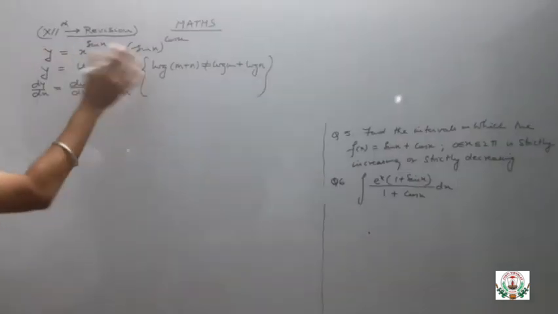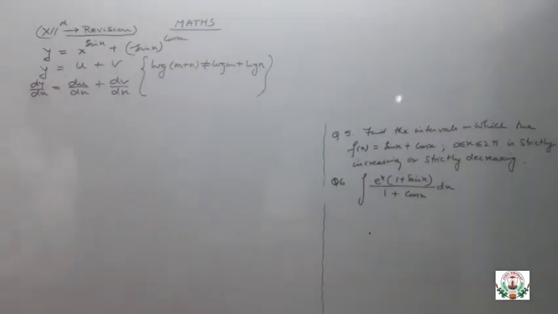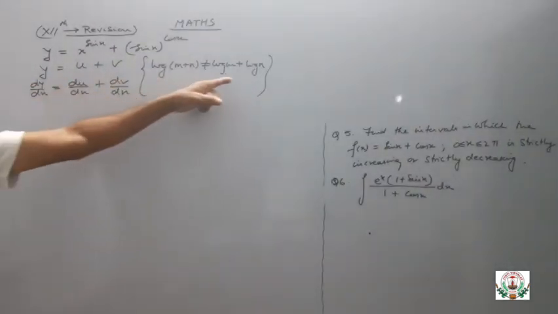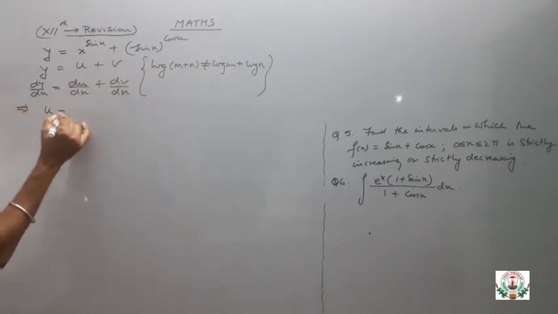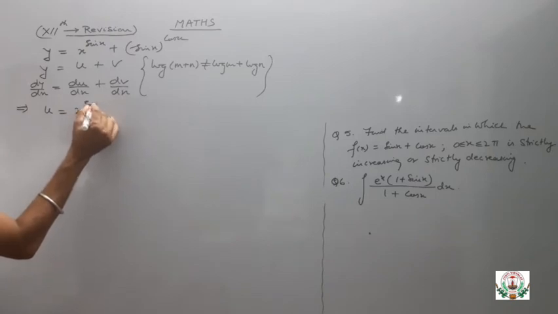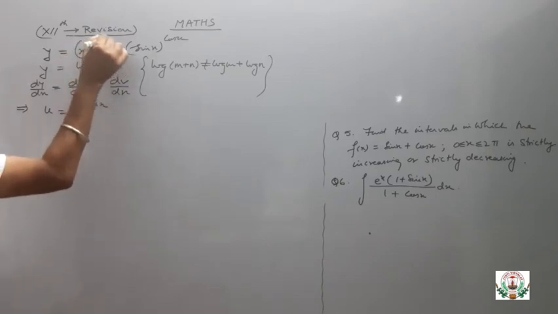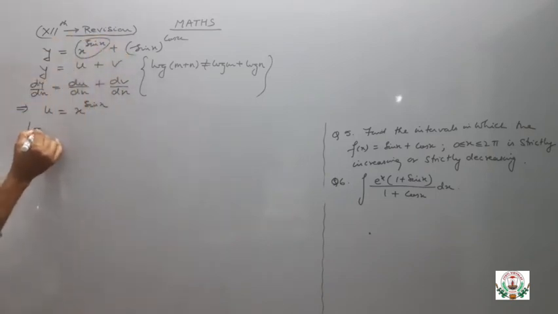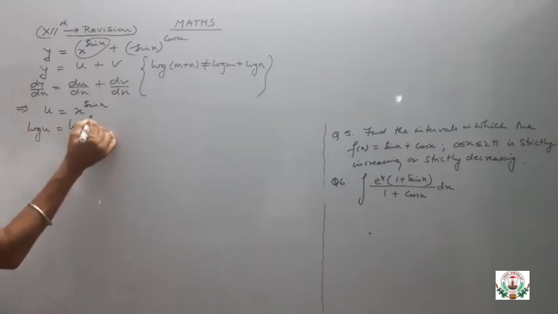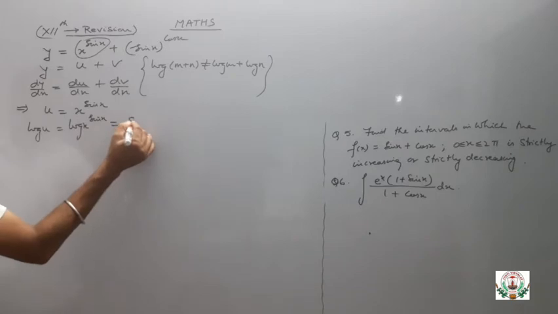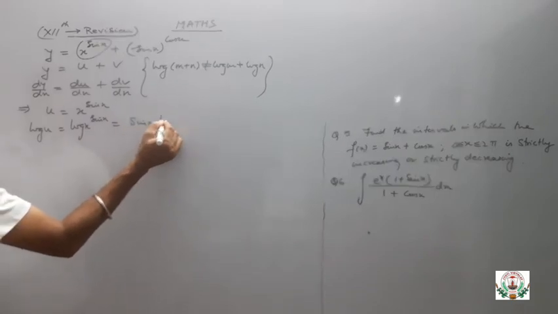Here we can't take the log directly, as log(m plus n) is not equal to log m plus log n. So separately we have to consider u is equal to x to the power sin x. We have taken this value as u. So taking log on both sides, log u equals log x to the power sin x, which becomes sin x into log x, because log m to the power n is n log m.